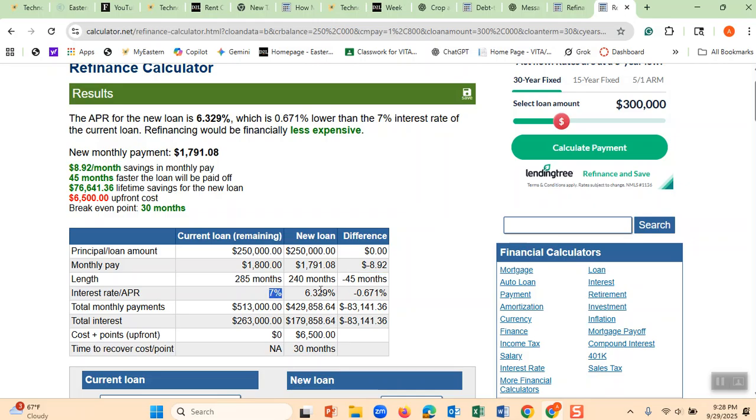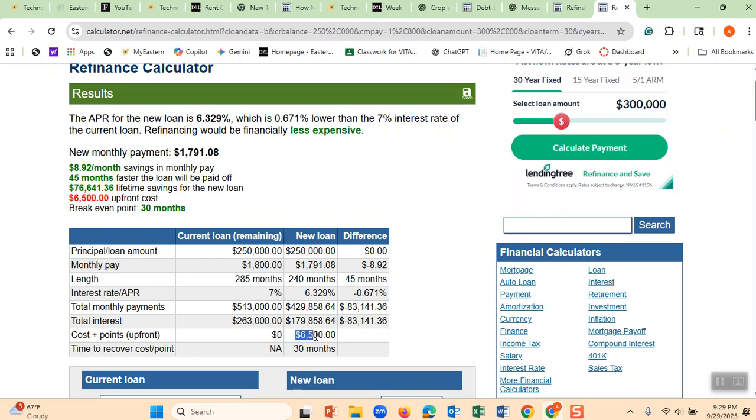The first bank charges you 7%. This bank is charging you only 6.39%. That is the difference. Look at it now. If you went with the first bank and kept the first mortgage, in the next 25 years you had to pay $513,000. But because your interest rate has dropped, the total money that you will be paying is $429,000, and you are paying $83,000 less. Therefore, your argument would be, oh, this is a great deal. This is a much better deal to go with this lower interest.